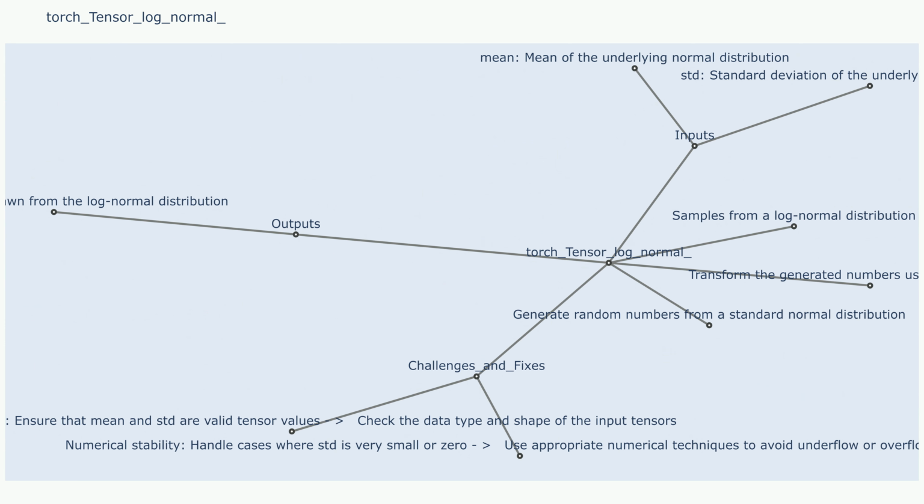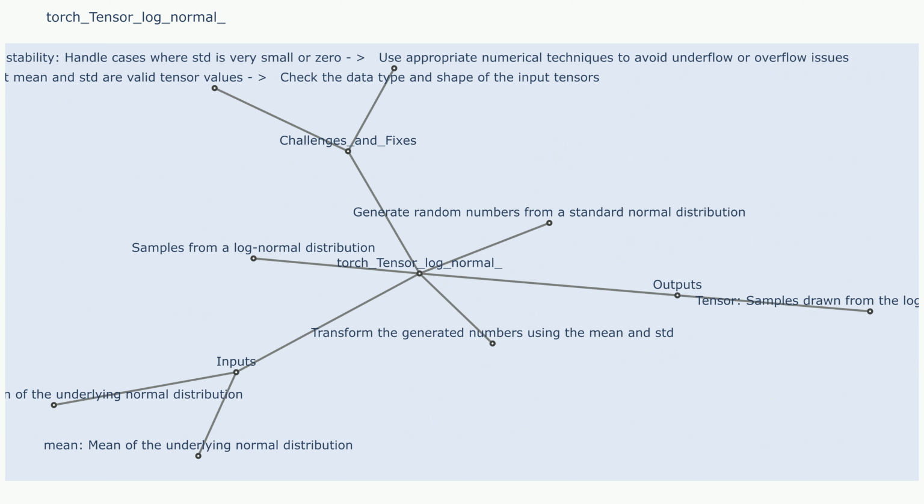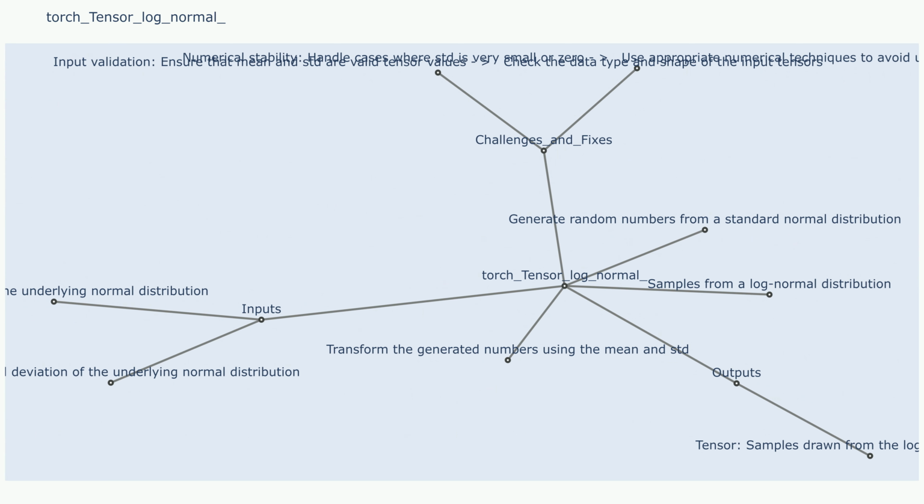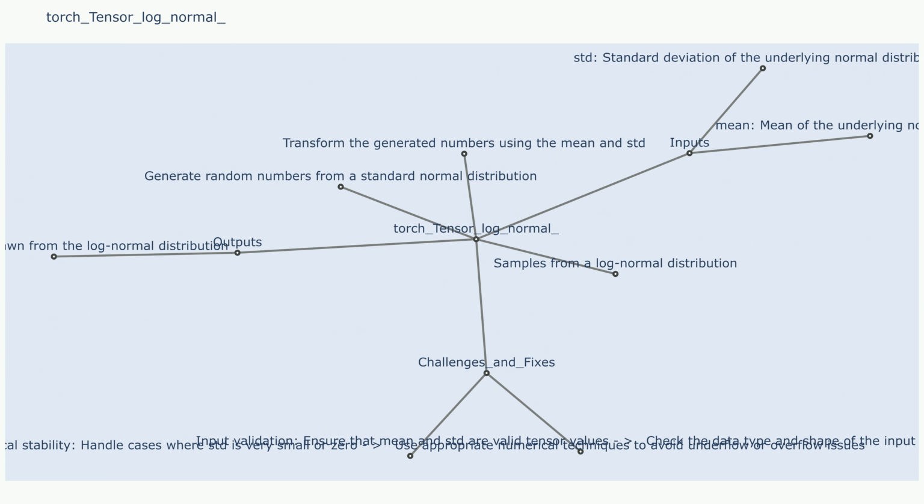Steps. Generating random numbers internally. The function draws random numbers from a standard normal distribution, mean 0, STD 1. Applying log-normal transformation: the generated random numbers are then transformed using the formula exp(mean + STD * normal random numbers), where exp is the exponential function. Normal random numbers are the randomly generated numbers, and mean and STD are the provided inputs.